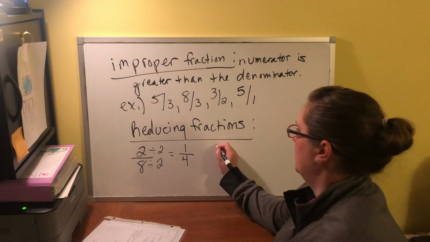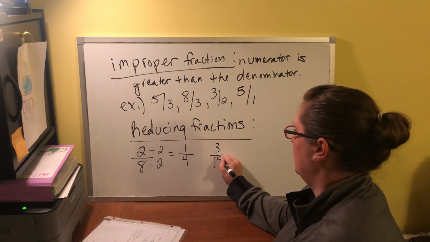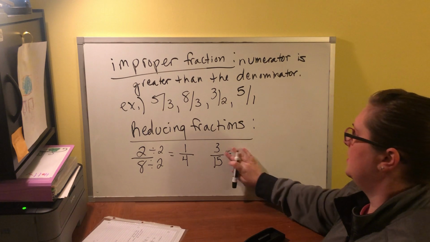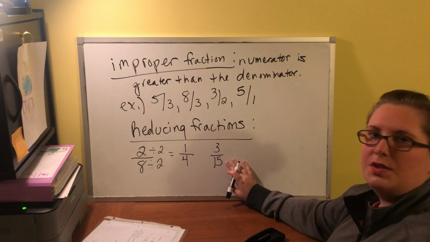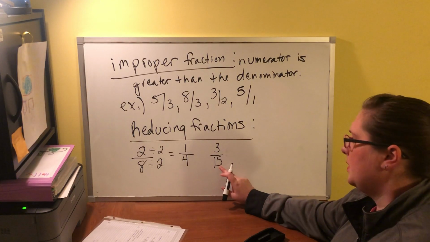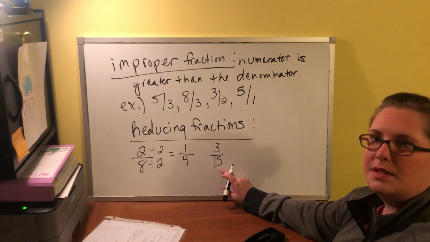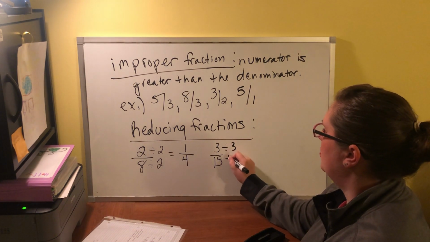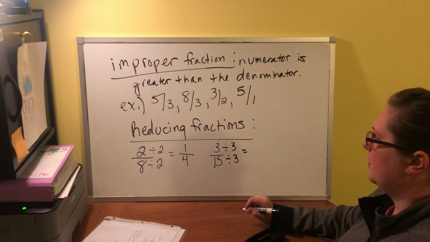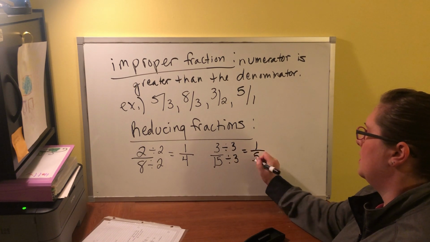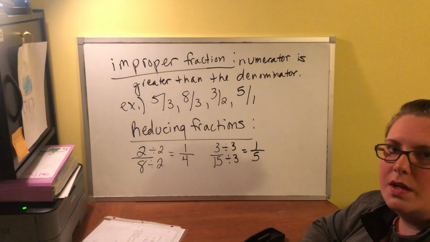Let's look at another. So let's look at 3 over 15. Is there a number that divides into 3 and also 15? If we use our rules from before, 3 is divisible by 3, but let's look at 15. 1 plus 5 is 6. Yeah, 6 is divisible by 3. So both the numerator and denominator are divisible by 3. 3 divided by 3 is 1, and 15 divided by 3 is 5. So 1 over 5 would be your final answer.